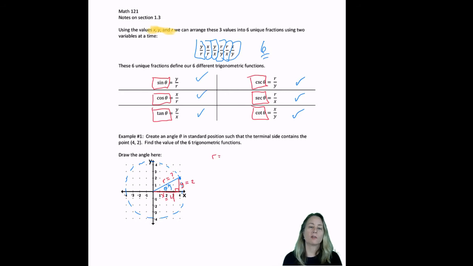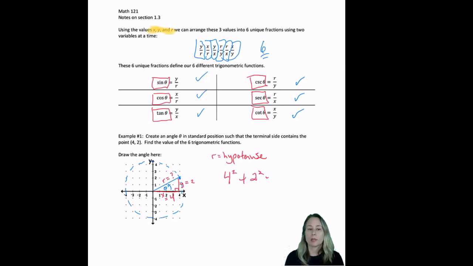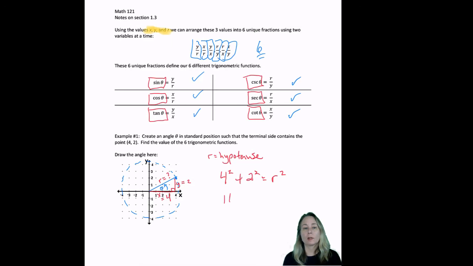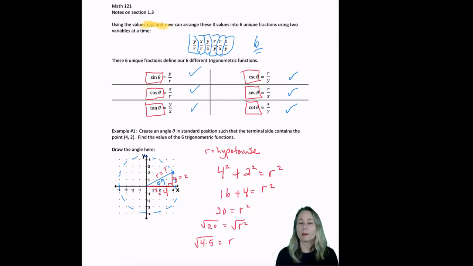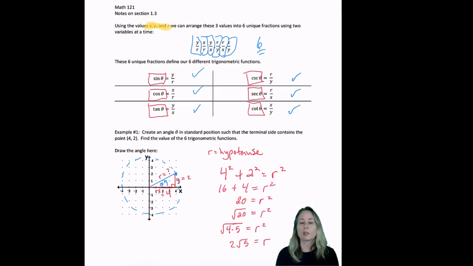We need to find the value of r using the Pythagorean theorem. Remember, our 6 trig functions rely on the values x, y, and r. 4 squared plus 2 squared equals r squared. 16 plus 4 equals r squared. 20 equals r squared. Then you square root both sides. You can simplify the square root of 20, can't you? Which equals 2 square root 5. We now have the values of x, y, and r.